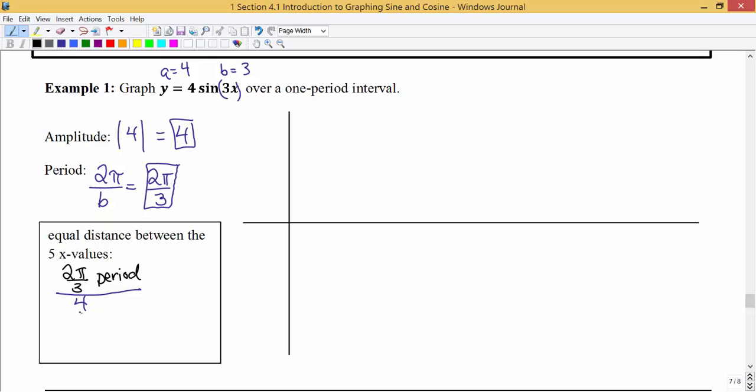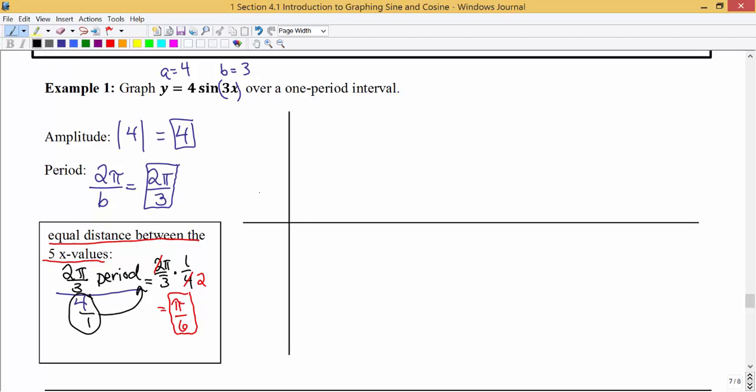And once again, when we do that, we're going to think about this as a fraction, and then we're going to flip and multiply. So that would be 2 pi over 3 times 1/4. And of course, we're going to have some factors cancel. So we end up multiplying across. We have pi, 3 times 2 is pi over 6. So keep in mind that this is not the period, but this is the equal distance between all 5 of our key values.